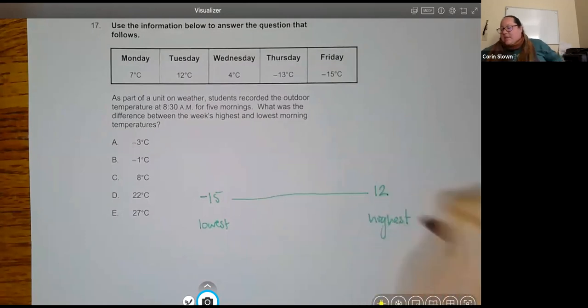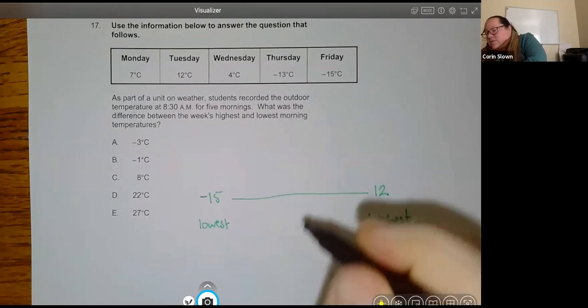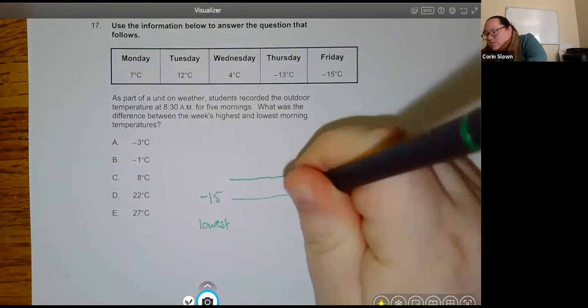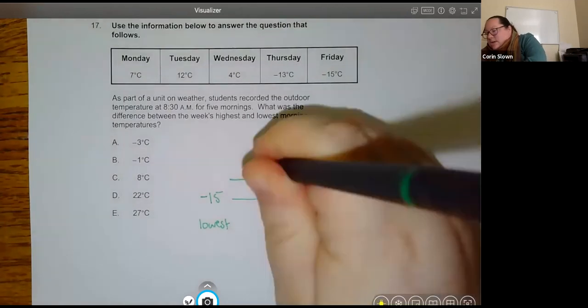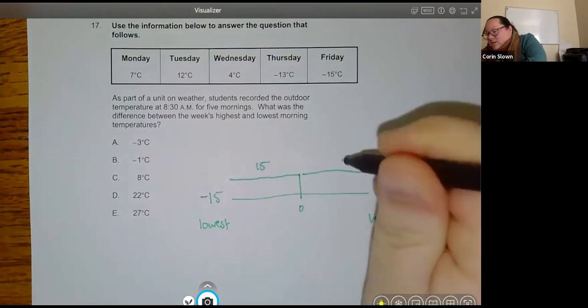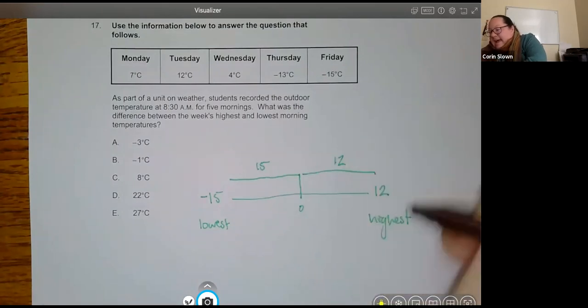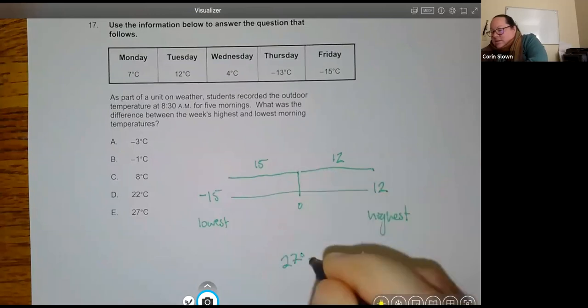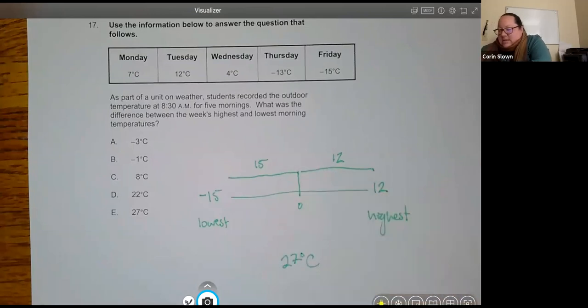So if I think about that, I have to travel 15 units to get to 0. And then I have to travel an additional 12 units to get to 12. So if I add 15 and 12, that gives me 27 degrees Celsius, which is E.